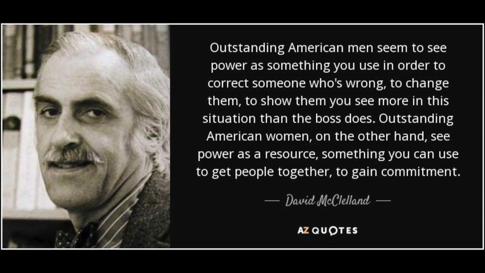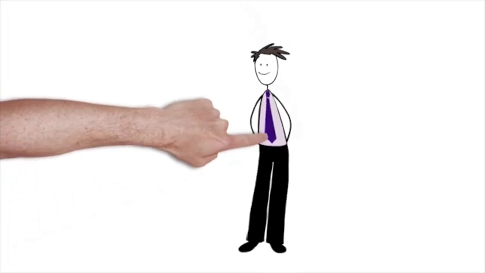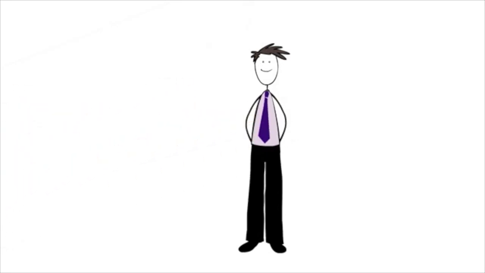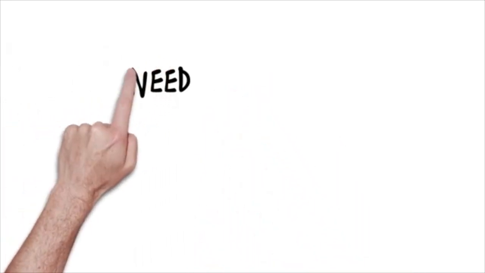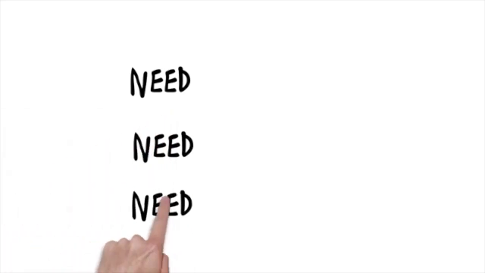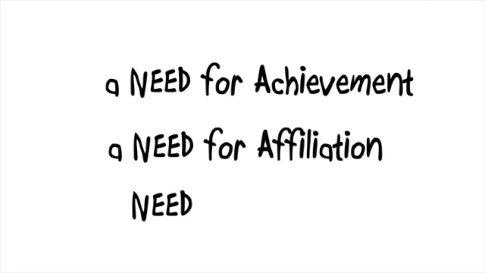Okay, check out this video on McClelland's needs theory. This motivation model differs from others slightly. It's not about how to motivate or when to motivate. The McClelland motivation theory is about spotting the different types of motivational needs. McClelland identified three motivational needs, to be precise. He believed that we all have a need for achievement, a need for affiliation, or a need for power.